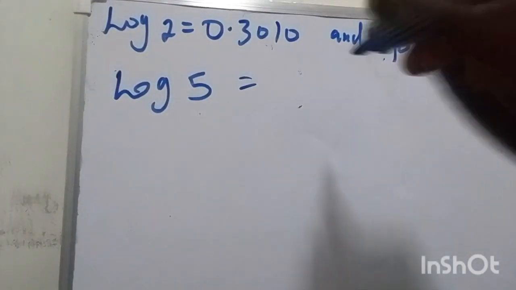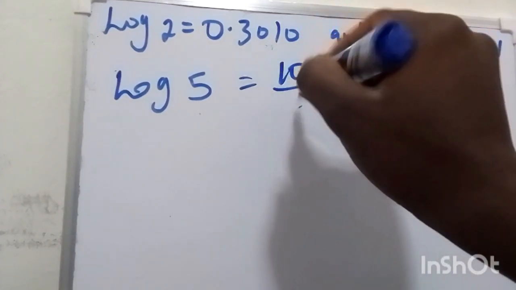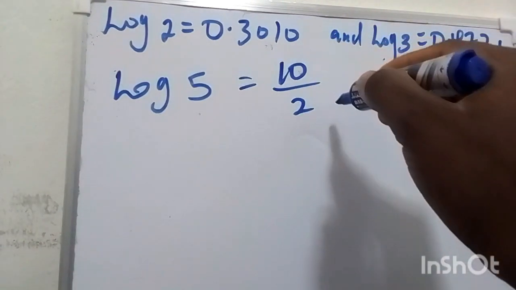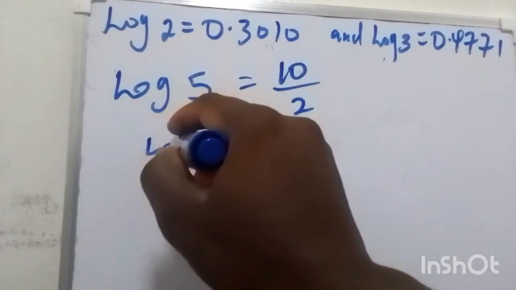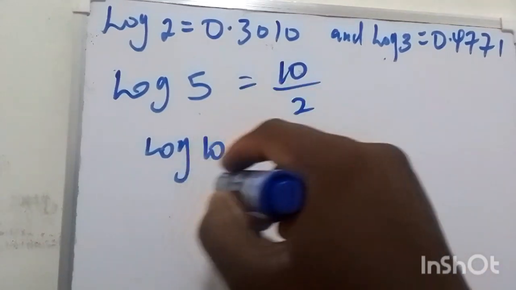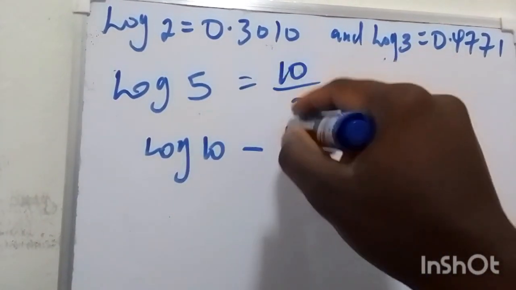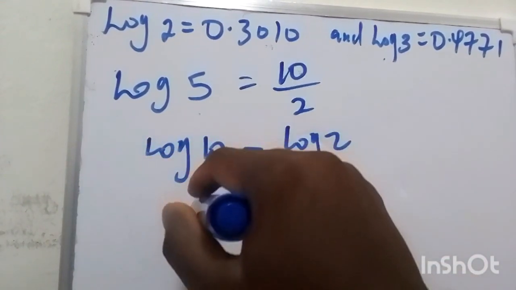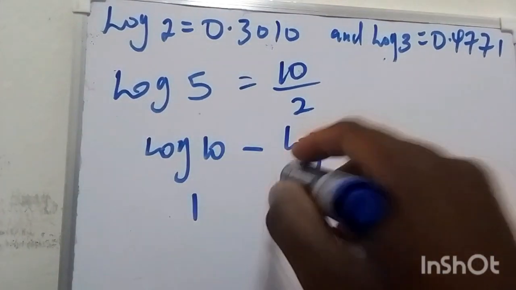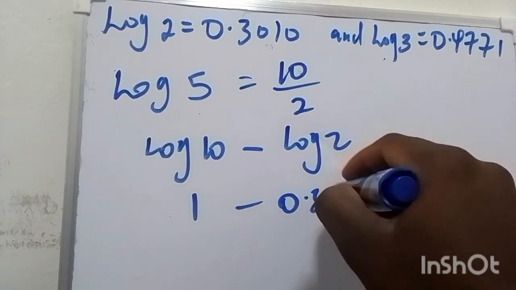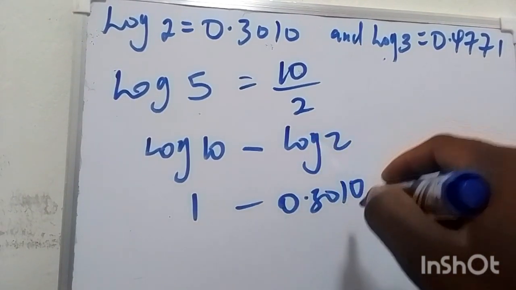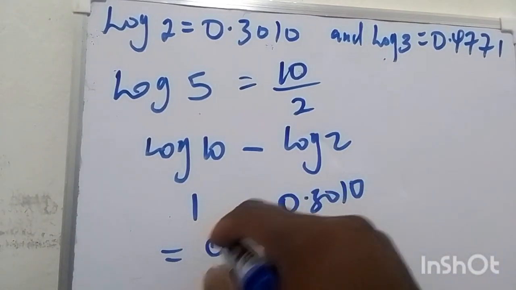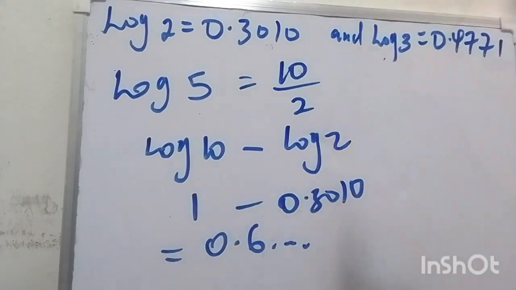So what if I have 10 divide 2? That is log of 10 divide 2. Okay, now I will write log 10 minus, because of the division, log 2. Now what is log 10? Log 10 is standard logarithm. 1 minus log 2, which is 0.3010. Press your calculator. You will get an answer. Maybe 0.6 something. Get your answer for me and you write the answer yourself.